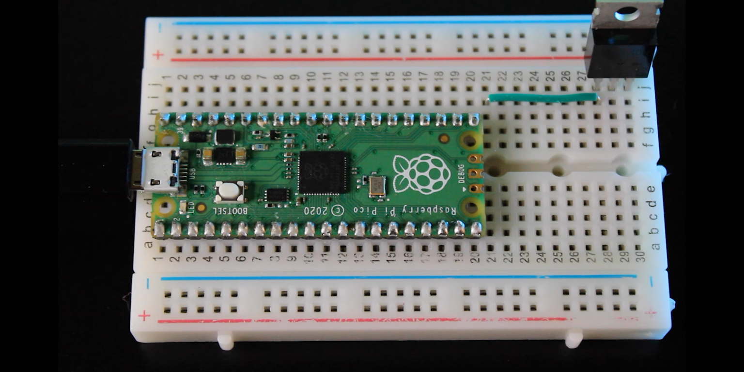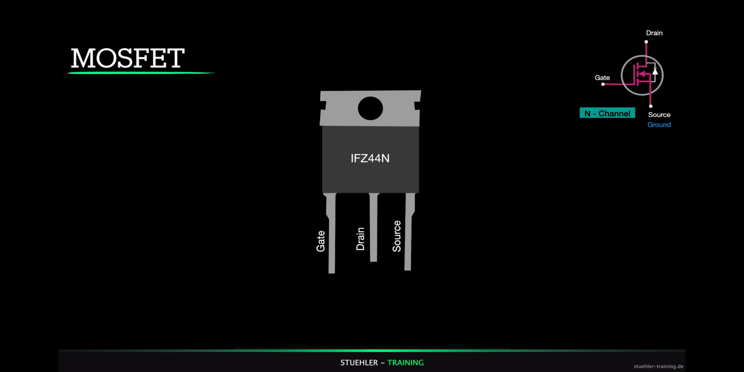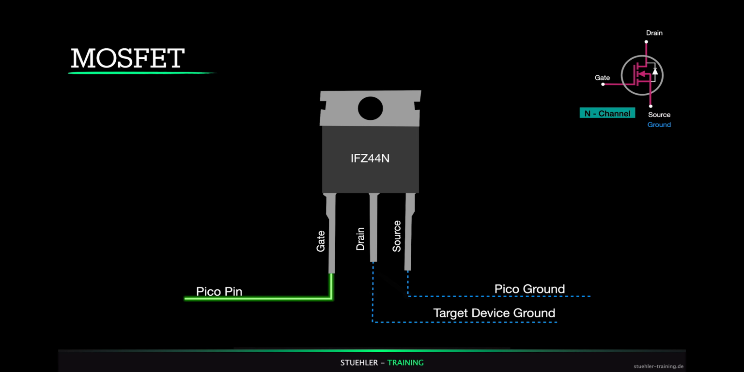Okay, maybe a short introduction into MOSFETs. A MOSFET is simply a high-speed switch. Here we have an N-channel MOSFET, which means we're connecting the source to the ground of our Raspberry Pi Pico and the drain to the ground of our target board. By applying a positive voltage onto the gate, we are closing the switch, which means current can flow. By removing the voltage, we are opening the switch, which means the connection gets interrupted.